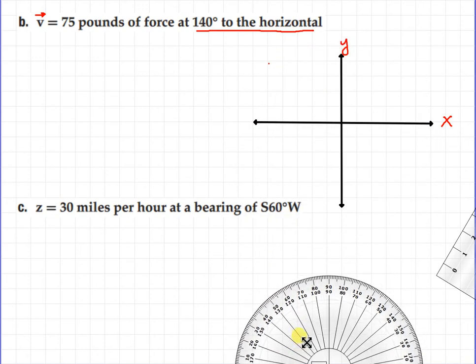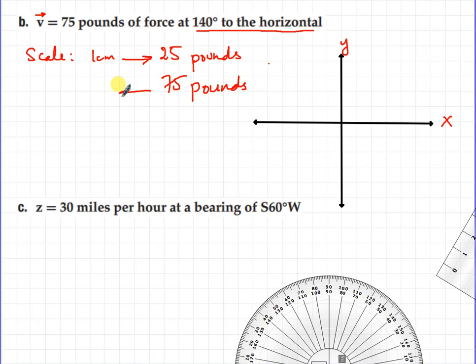Now, how long should this arrow be? I need to use the scale. 1 centimeter corresponds to, I can take 1 centimeter as corresponding to 25 pounds. So the 75 pounds, how many centimeters do you think that would be equal to? x times 25 equals 75 times 1. So x is equal to 75 over 25, and that is 3 centimeters.